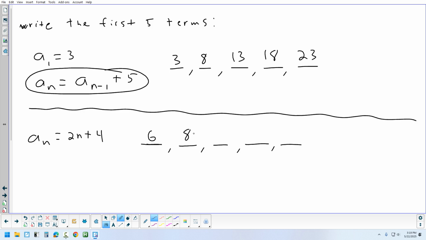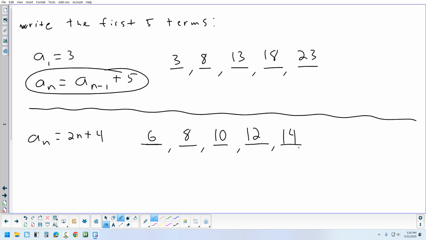And the third term? 10. And the fourth term? 12. And for the fifth term, you're plugging in a 5 for n. Yeah, 14. So that's writing out the first 5 terms. I could ask for the first 5, for 6, something like that.